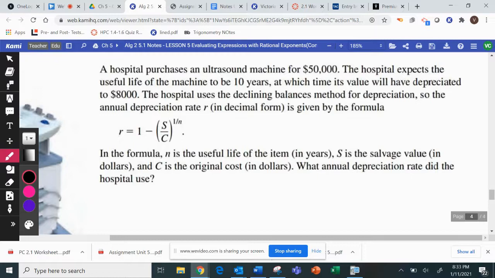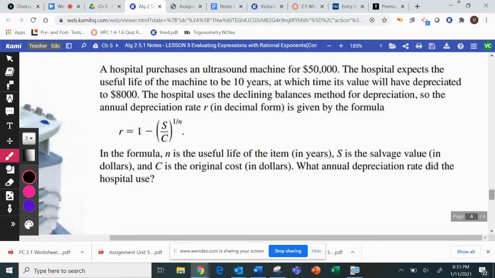depreciated to $8,000. The hospital uses the declining balance method for depreciation, so the annual depreciation rate R in decimal form is given by this formula. R equals 1 minus S divided by C to the 1/n. In the formula, n is the useful life of the item in years, S is the salvage value in dollars, and C is the original cost in dollars. What annual depreciation rate did the hospital use?